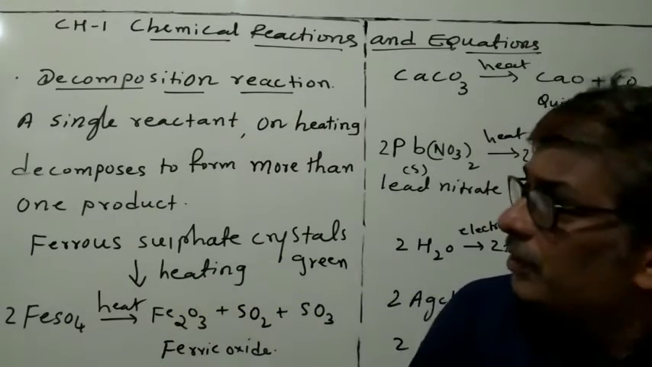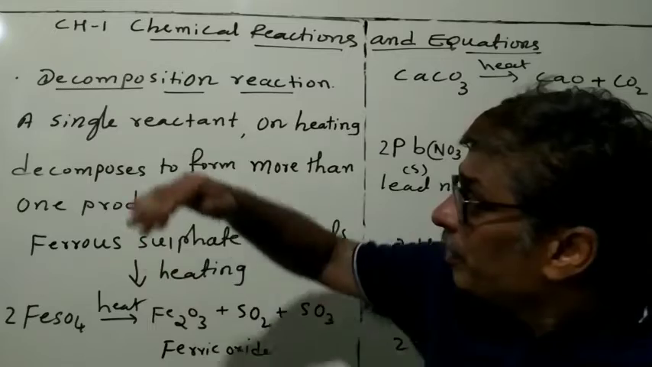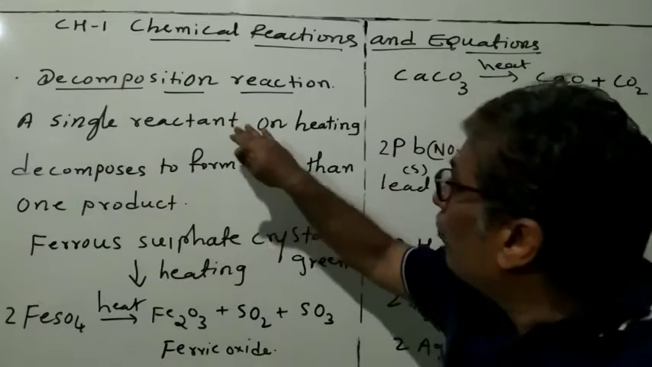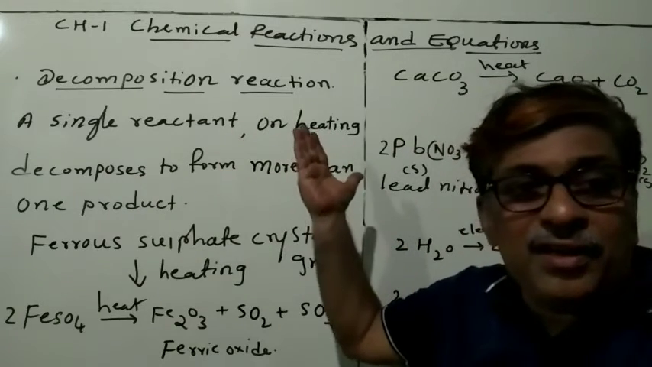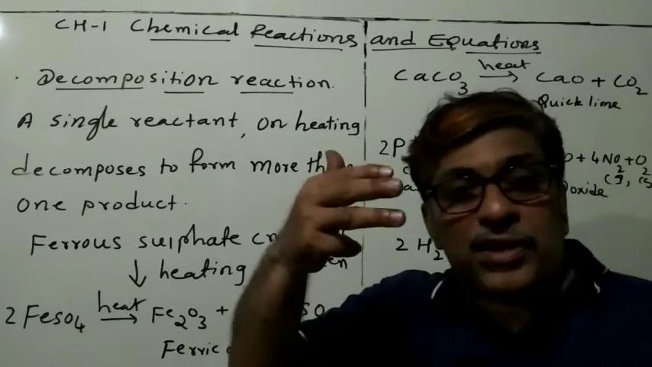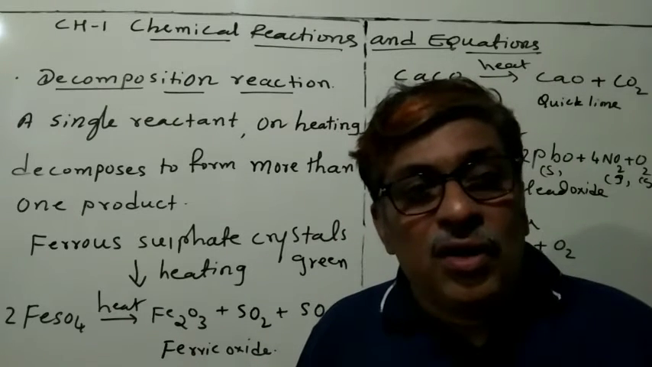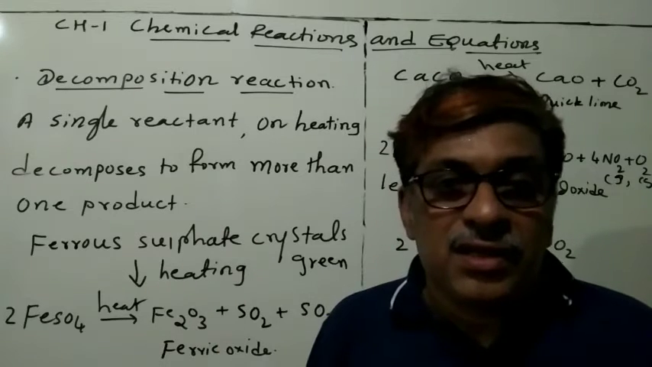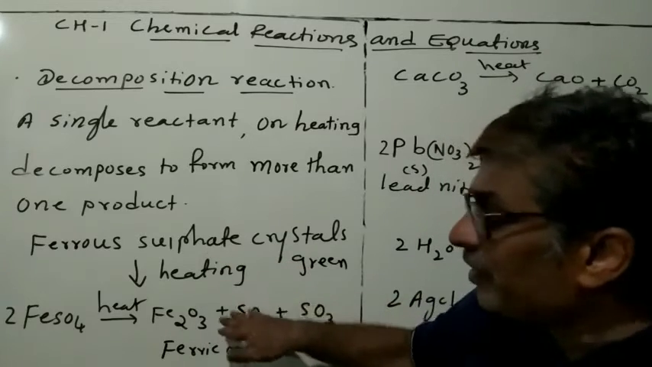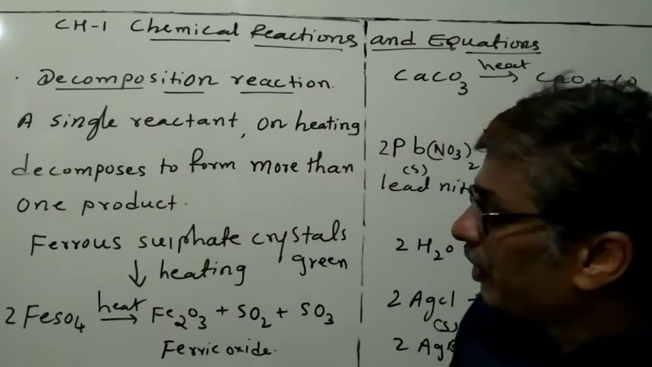So dear students, now you understood what we mean by decomposition reaction. Decomposition reaction means a single reactant, on heating, either by heating, or by electrolysis, or by photolysis. You know that decomposition is carried out by either heating, or by passing electric current, or by sunlight. So it takes place in 3 ways. It decomposes to form more than one product, 2 or more products you can get. This is called a decomposition reaction.